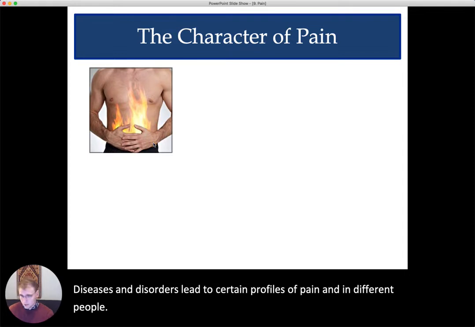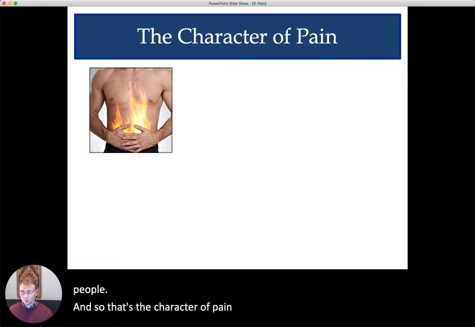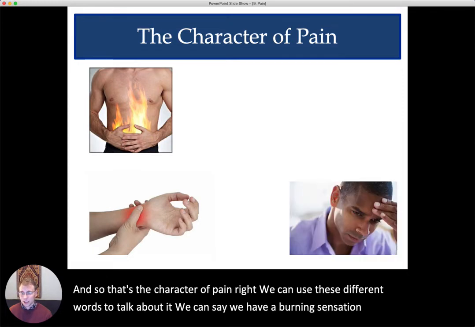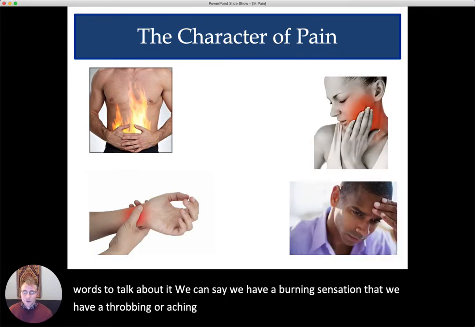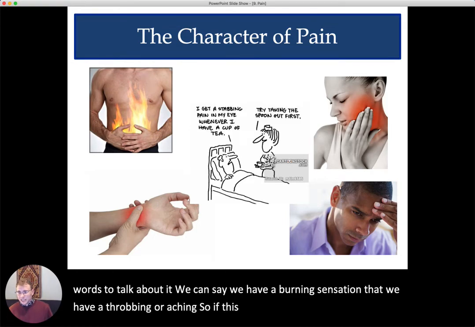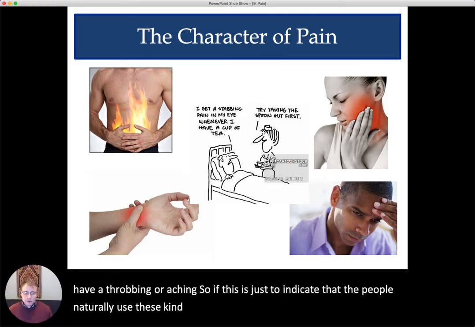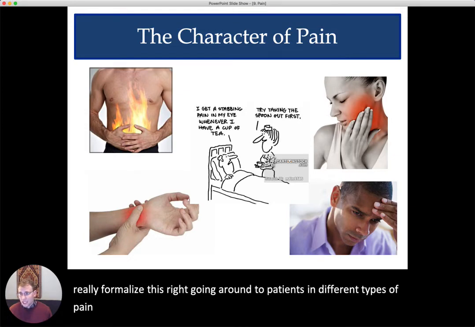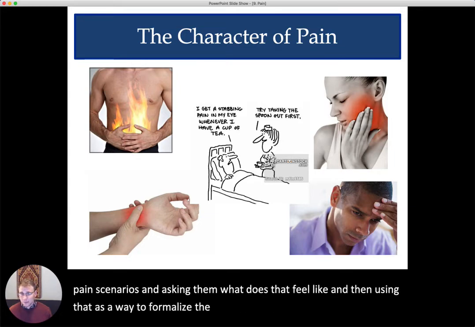And so that's the character of pain, right? We can use these different words to talk about it. We can say we have a burning sensation, that we have a throbbing or aching. So this is just to indicate that people naturally use these kinds of words. And what Ronald Melzack did was to really formalize this, going around to patients in different types of pain scenarios and asking them, what does that feel like? And then using that as a way to formalize the different experiences of pain that people have.